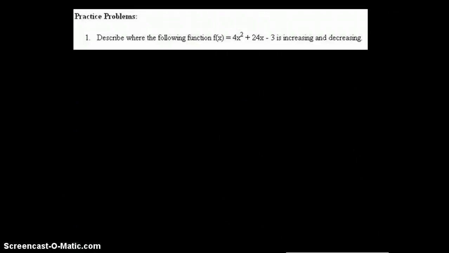So here's question number 1. It says describe where the following function f of x is equal to 4x squared plus 24x minus 3 is increasing and decreasing. Okay, well let's see here.